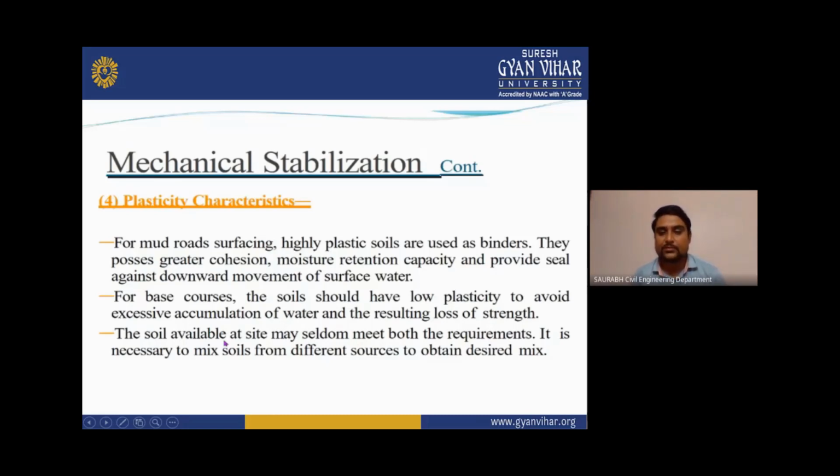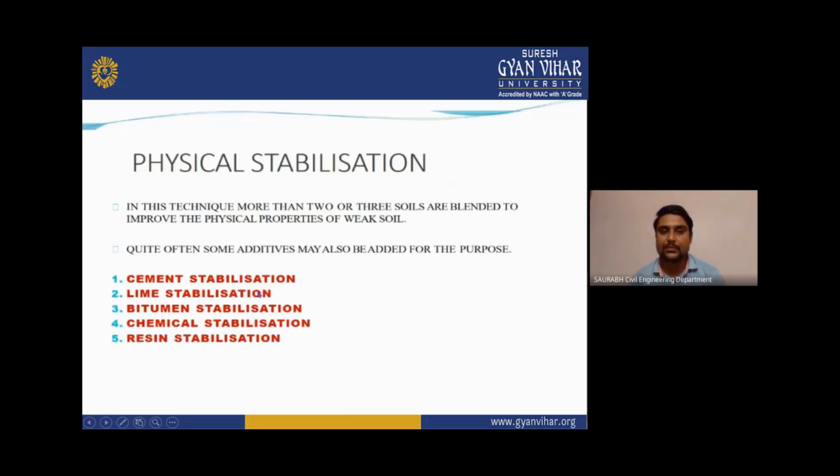For base coats, the soil should have low plasticity to avoid excessive accumulation of water and the resulting loss of strength. The soil available at the site may seldom meet both requirements. It is necessary to mix soil from different sources to obtain the desired mix.